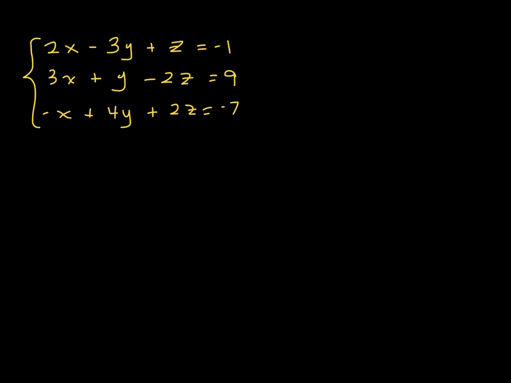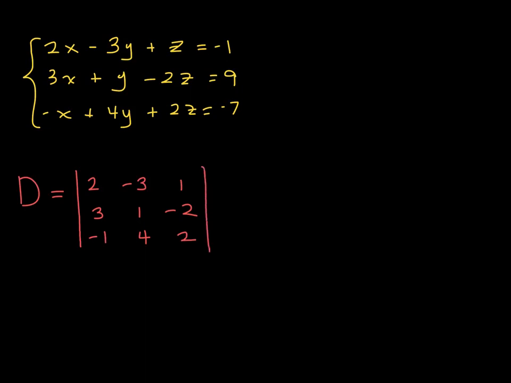In order to find the ordered triple, x, y, z, we need 4 things. We need D, D sub x, D sub y, D sub z. So let's find each of these determinants now, all right? So let's find this determinant. Now this determinant called D is the determinant of your variable coefficients. So it's 2, -3, 1, 3, 1, -2, -1, 4, 2.